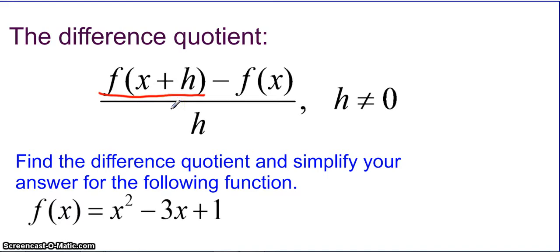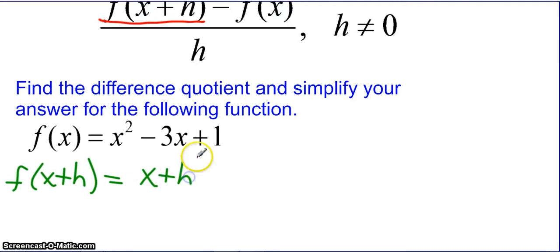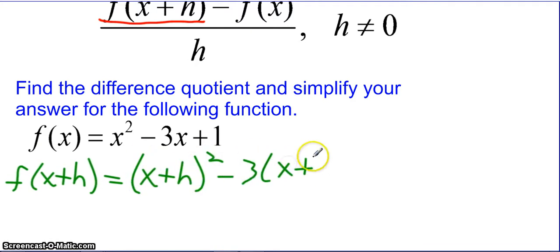Okay, so I want you to take a minute and try to figure out the difference quotient and simplify for f of x equals x squared minus 3x plus 1. So pause the video and do that. Okay, so again, first we want to understand what is f of x plus h. So f of x plus h is going to be (x plus h) squared minus 3 times (x plus h) plus 1.